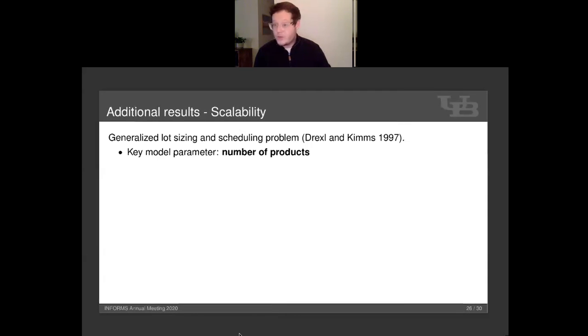Additional results which are worth mentioning are scalability. So our graphs scale well with instance size. To examine this property, we generated a new formulation for a new problem. This is not one of the 19 problems from the strip lab. This is the generalized lot sizing and scheduling problem. And one of the key model parameters for this problem is the number of products.